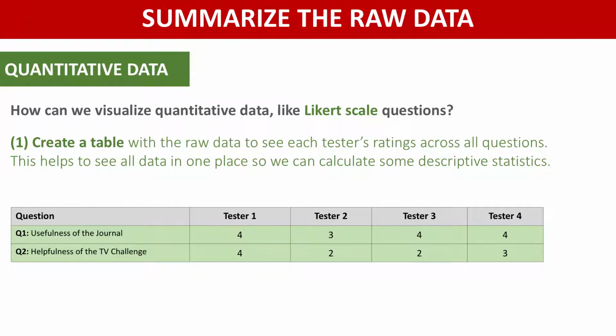Now you can put the names of your testers in here, but sometimes as a good practice we tend to anonymize our testers so that they feel more comfortable being honest about their answers. So you can convert your testers' names into unique identifiers like this, tester 1, 2, 3, and 4. But here you can see on a scale of 1 to 4 how each of these testers rated the app on question 1, usefulness of the journal, and question 2, helpfulness of the TV challenge. Again, the purpose of this is simply just to summarize this raw data. In the next stage, we'll start to make sense of it.